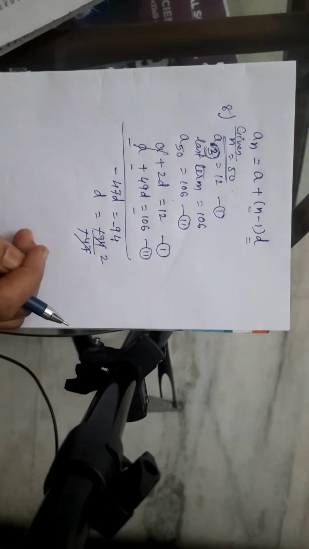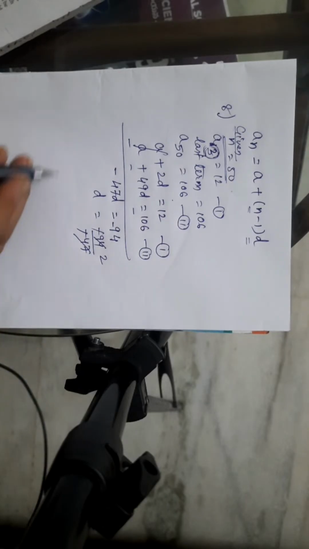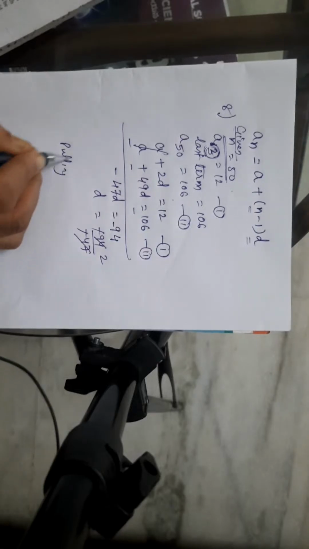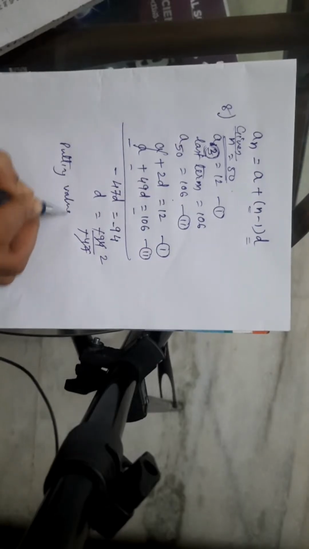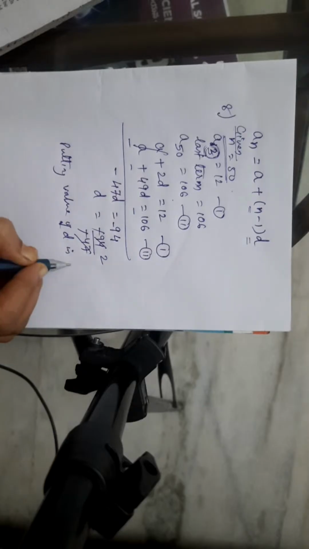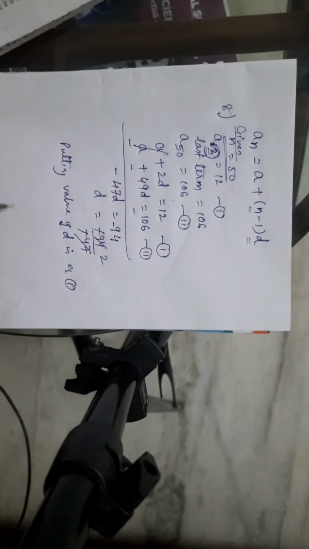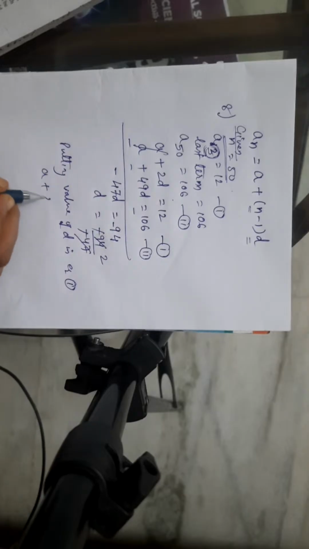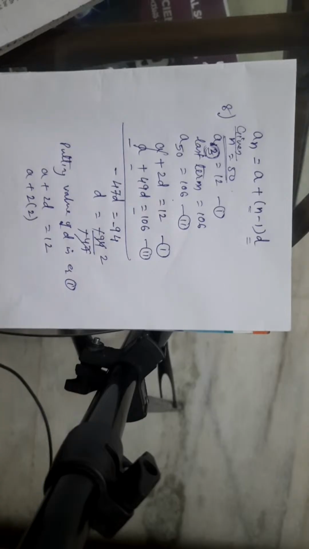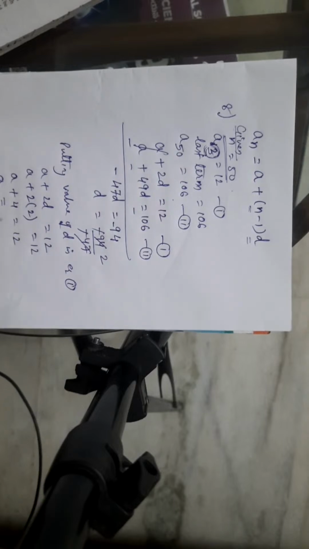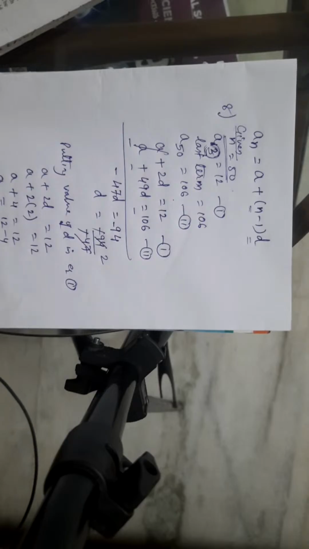Now after getting the value of d, putting the value of d in equation 1. Our first equation is a plus 2d is 12. We got d as 2, so replace d with 2: a plus 4 is 12. So the value of a is 12 minus 4, thus it is 8. We got the values of a and d.